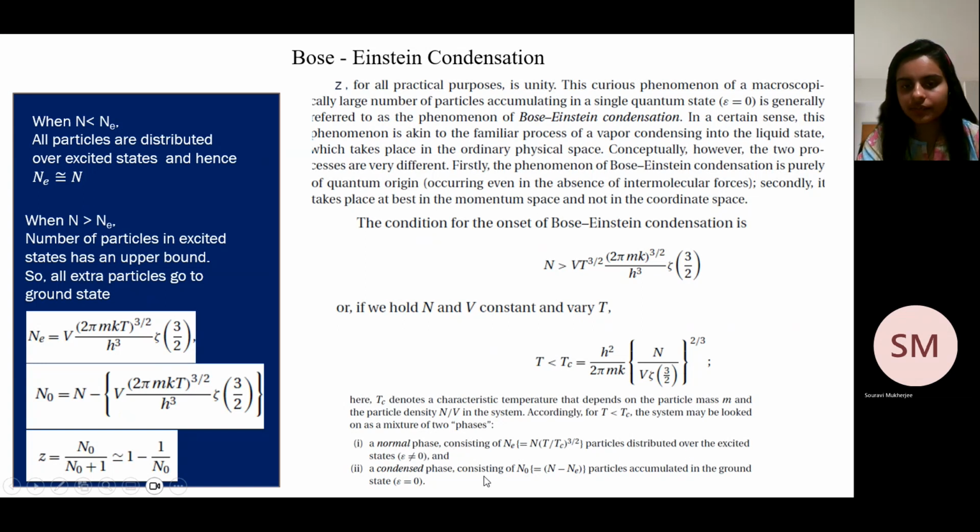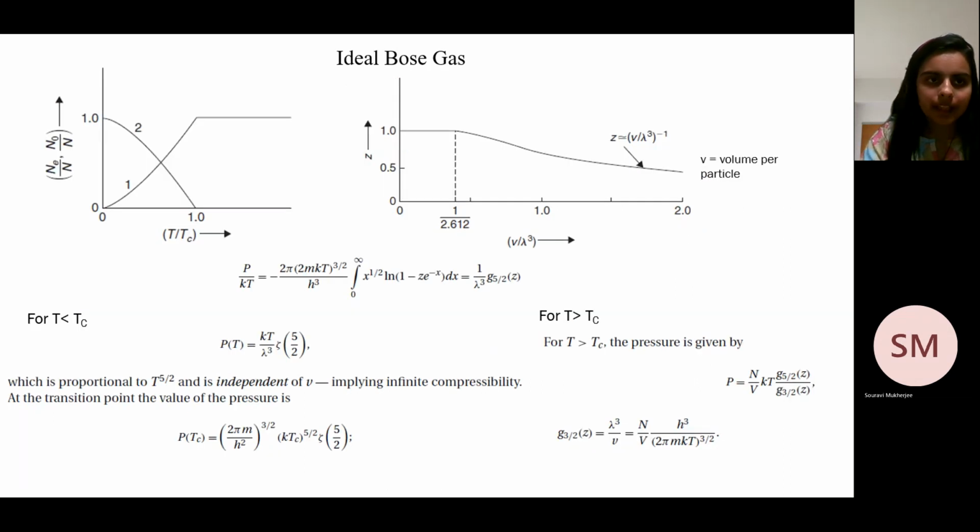And then there is a condensed phase that consists of n naught number of particles accumulated in the ground state, energy equal to zero, right? So once you have this expression, you can tell, given some value of n and v, whether condensation can happen or not, right? And below the critical temperature or beyond the critical temperature, this is how your number of particles in the excited state or the ground state varies, okay?